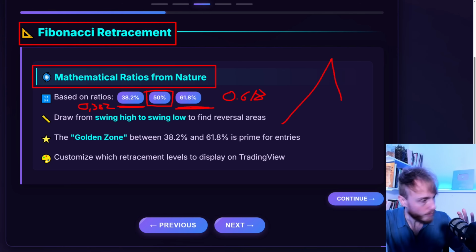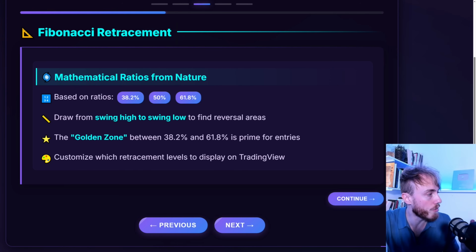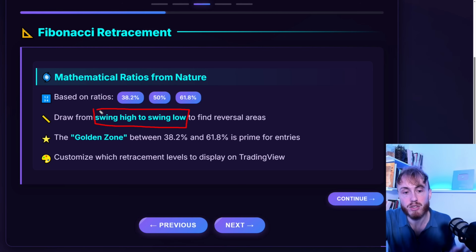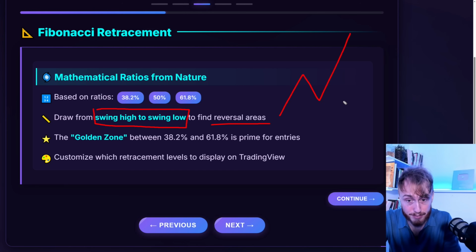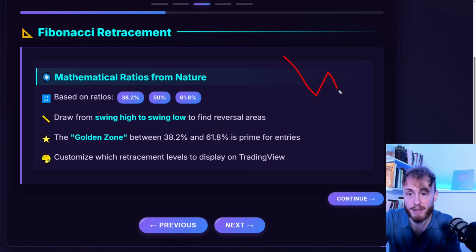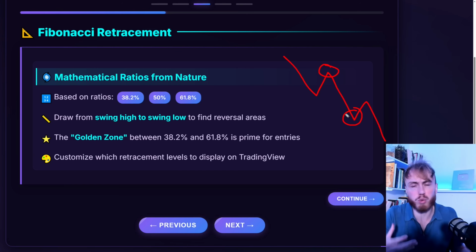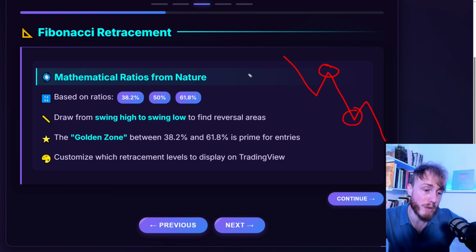but more on that later. Because here, one of the most important things you need to know about the Fibonacci is that you draw them from swing high to swing low to find reversal areas. And how you draw them depends on if we have an uptrend or downtrend. So if we have an uptrend like this, you draw it from swing low to swing high. And if we have a downtrend, you draw it from swing high to swing low. And don't worry if this sounds complicated, it will be so much more clear when we jump into TradingView.